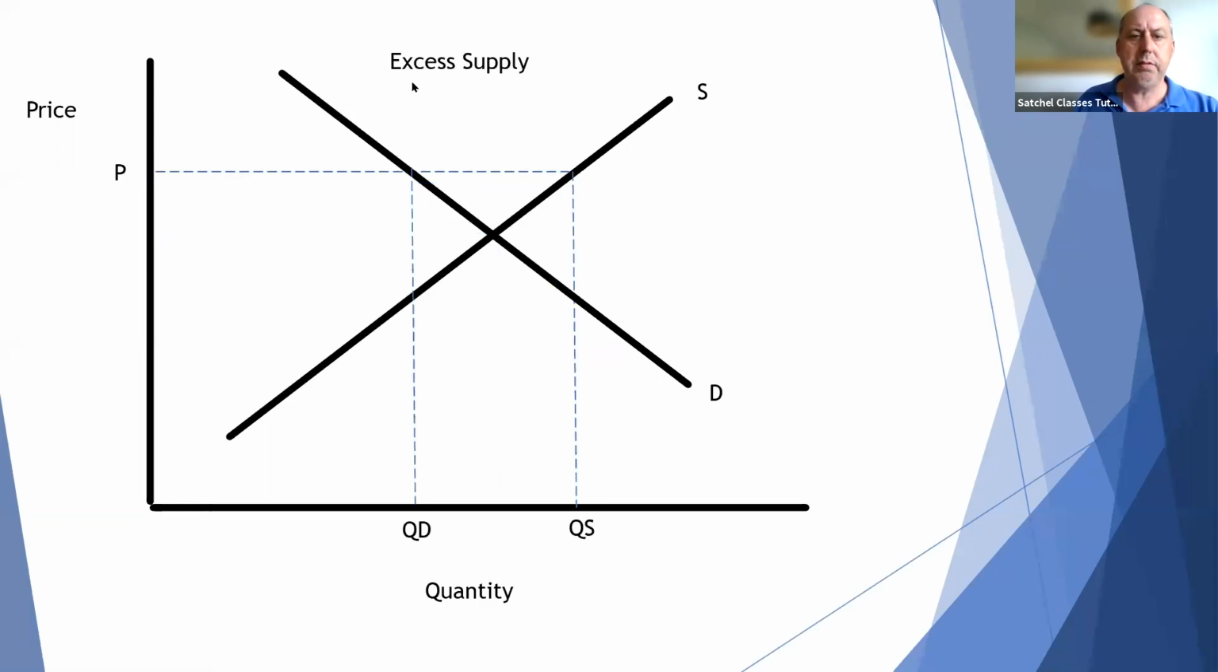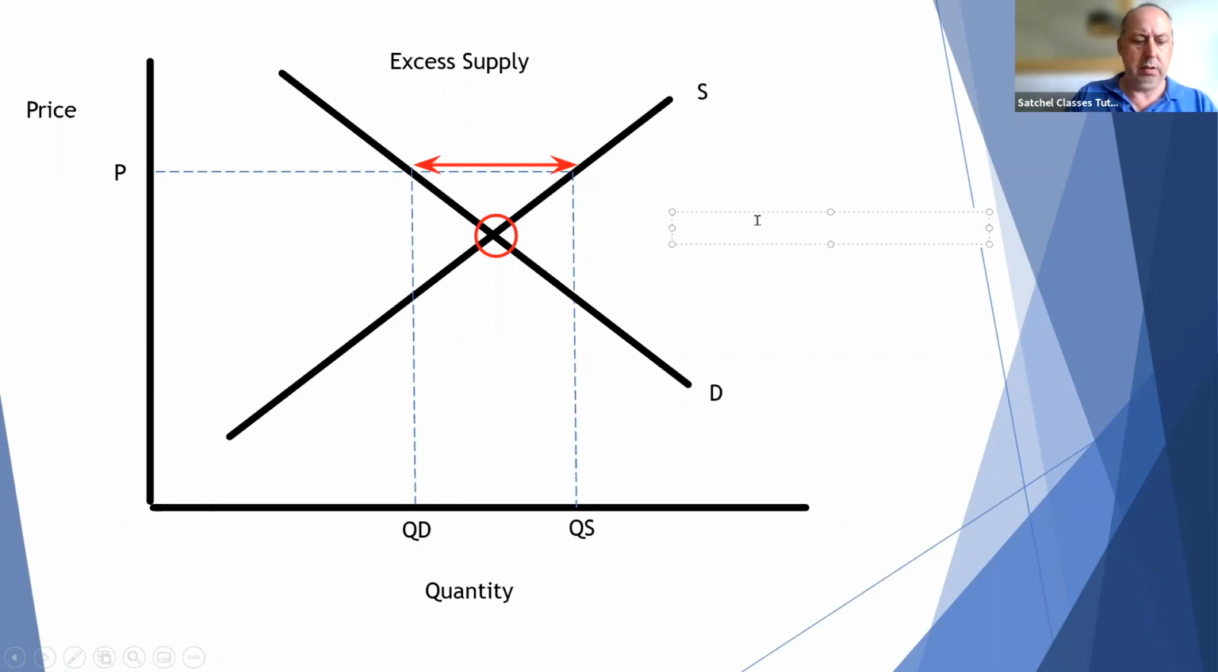So what happens if the market price, for some reason, is higher than the equilibrium? Remember, our equilibrium point is here, where demand equals supply. If the price for the product is higher than the equilibrium point, then we have what we call excess supply. The space between those two means we've got more supply to the market than consumers are willing to buy. So we're going to have product left on the shelves. The difference between QD and QS is our excess supply.